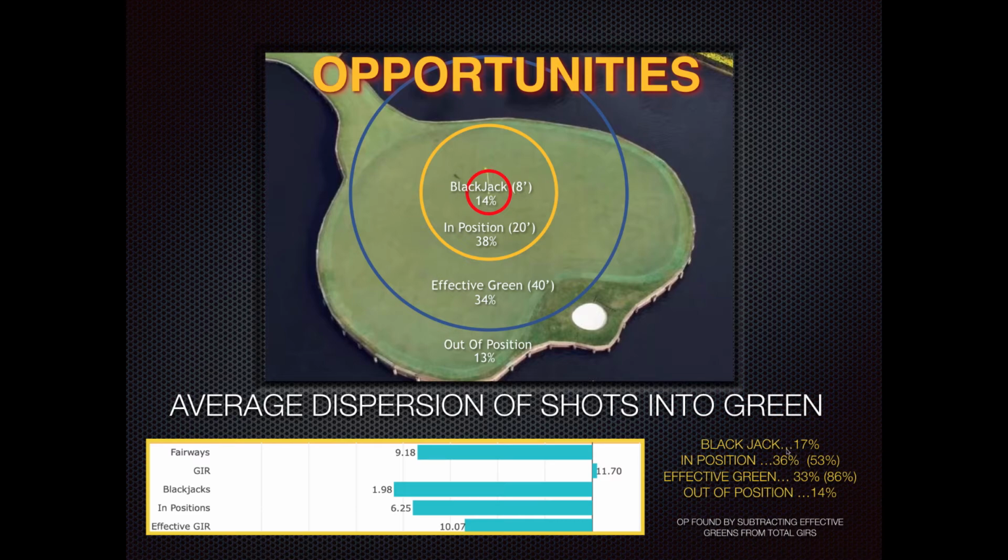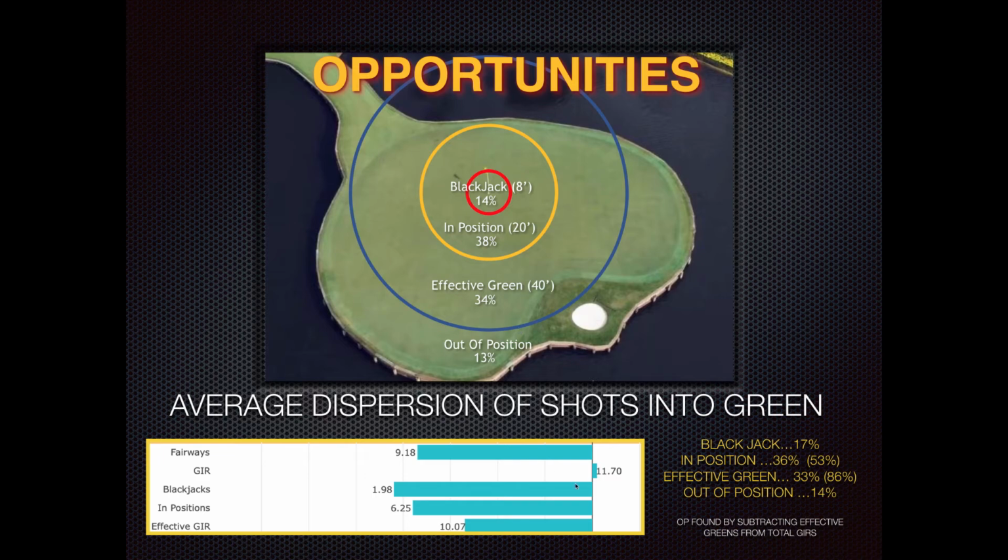Over here to the right, I did the math for the player. 17% of their shots are blackjacks, and you can see they're performing a little bit better than the average scoring. Their in position is 36%, which is just a hair low, but they're absorbing a little bit more in blackjack. So 53% of all their shots are 20 feet and in, and that's really good, and we'll talk about that in a minute. Effective greens are 33%, so they have 33% of their shots between 20 and 40 feet, or you can look at it as 86% of all of their shots are 40 feet and in. Out of positions are 14%.